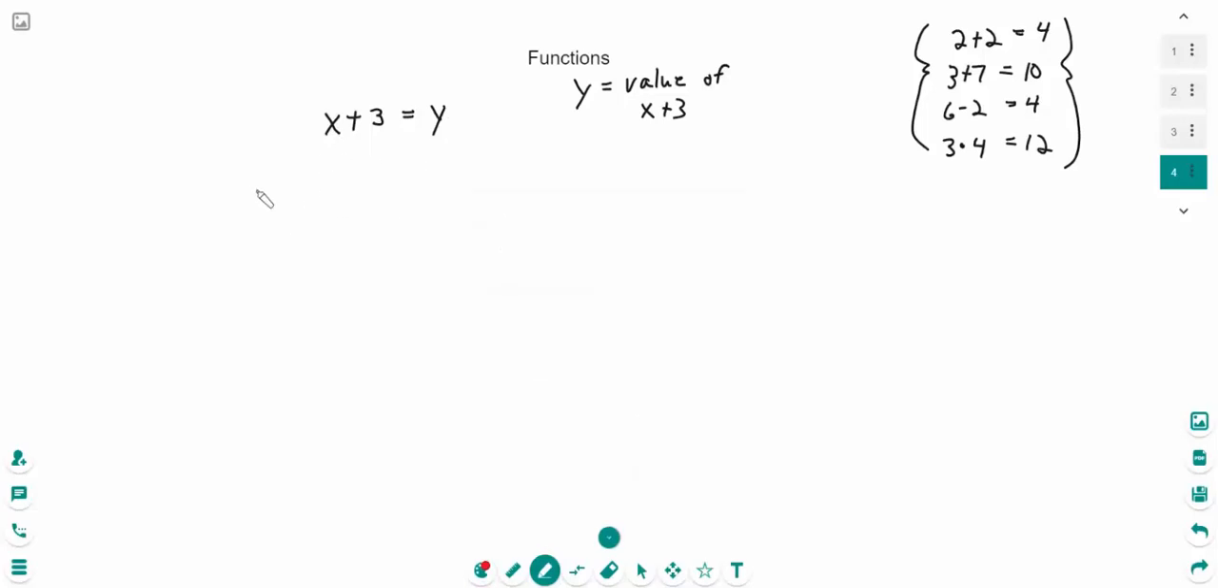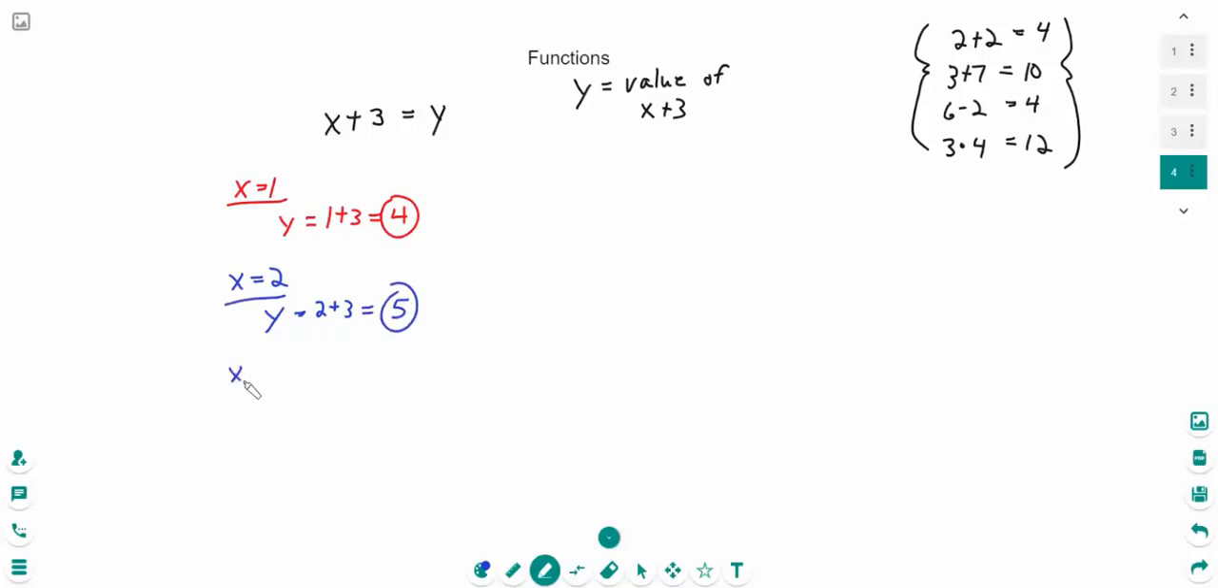If x is equal to 1, well then y is going to equal this x plus 3, right? Which would now be 1 plus 3. Then y is going to equal 4, right? If x, on the other hand, is equal to 2, well then y is going to equal, this time, 2 plus 3, which is equal to 5, right? And I could keep going on forever.